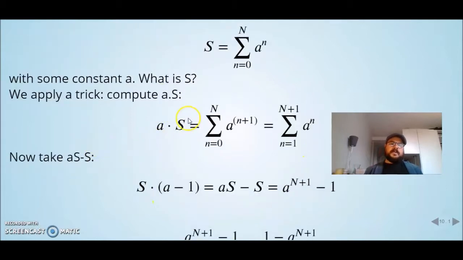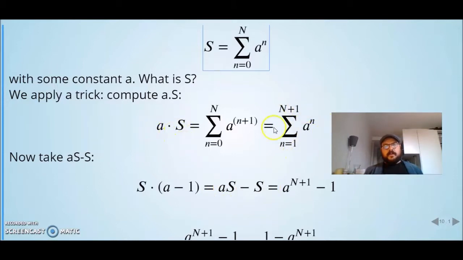So now we will take a times s, which is this, minus s, which is this. So a times s minus s is the same as s times a minus 1. So a times s minus s. And we will have that a times s we had here, and s we have here. So when we take this summation minus this summation, we will end up with a to the power of capital N plus 1 minus 1.